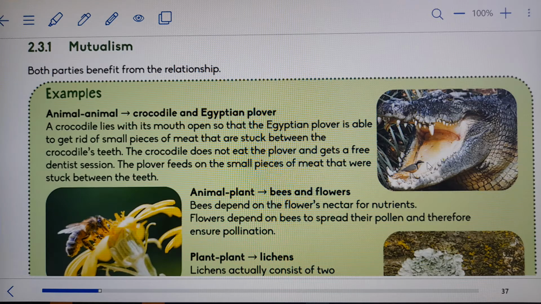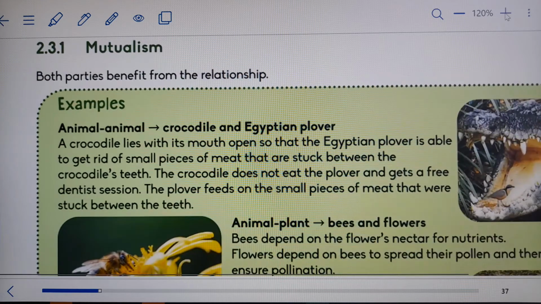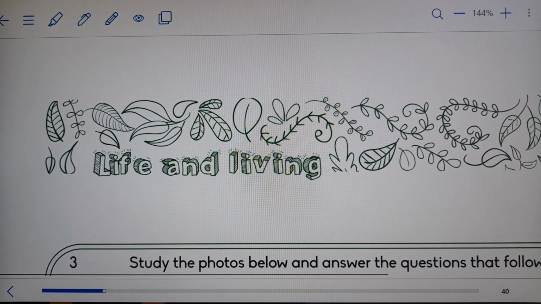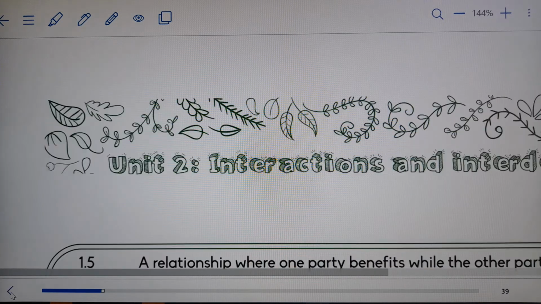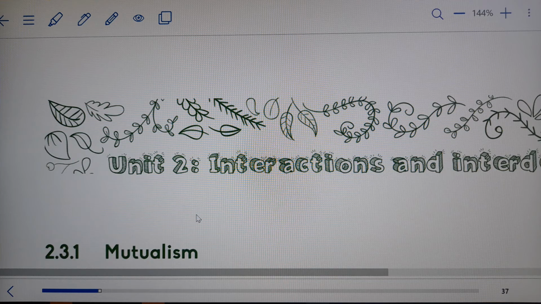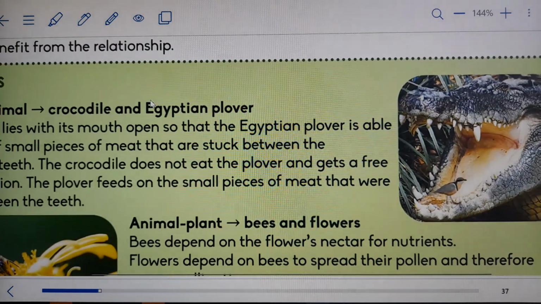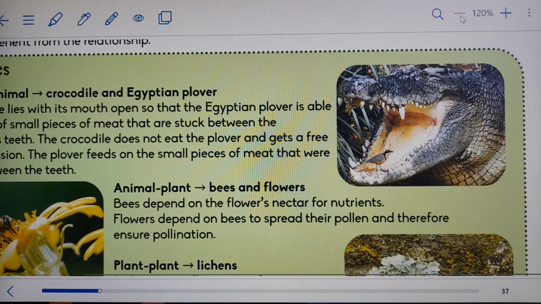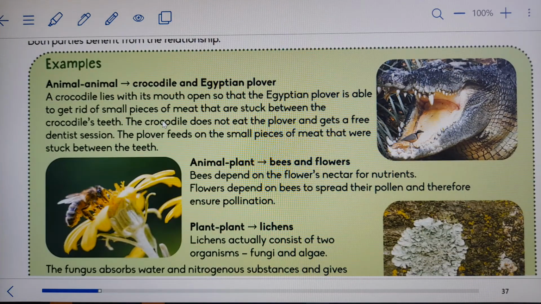Egyptian plover is that bird that you see. Do you see that small bird? Let me zoom in on the mouth of the crocodile. Oh, what happens there? Let's see. Just need to bring it closer. You see the crocodile and the Egyptian plover here. That is mutualism. And let's see how they explain mutualism.